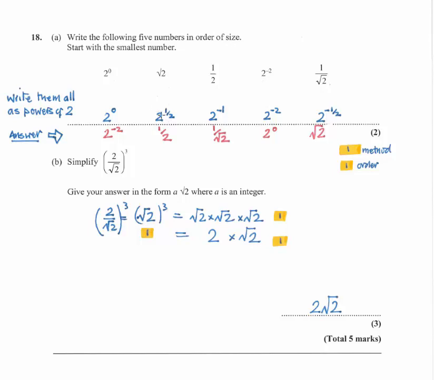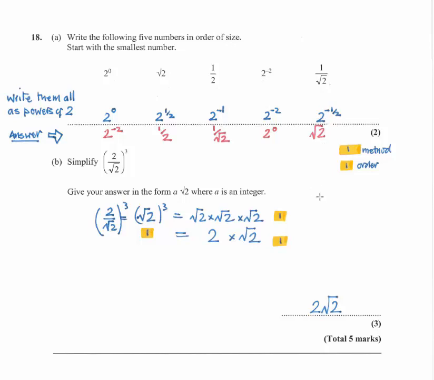Square root of 2 is 2 to the power of a half. 1 over 2 is 2 to the power of minus 1. That's already as 2 to the power of something. And 1 over the square root of 2, well, the square root of 2 is 2 to the half, so 1 over square root of 2 is 2 to the power of minus a half.